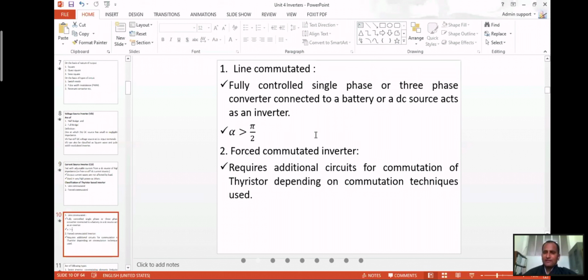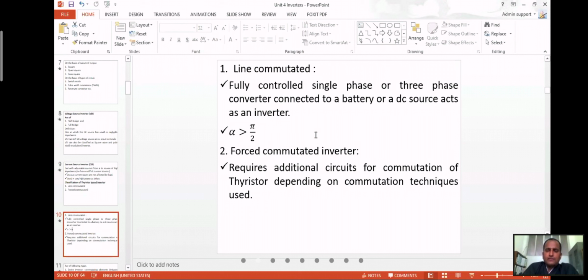A fully controlled single phase or three-phase converter connected to a battery or a DC source acts as an inverter when alpha is greater than pi by 2.